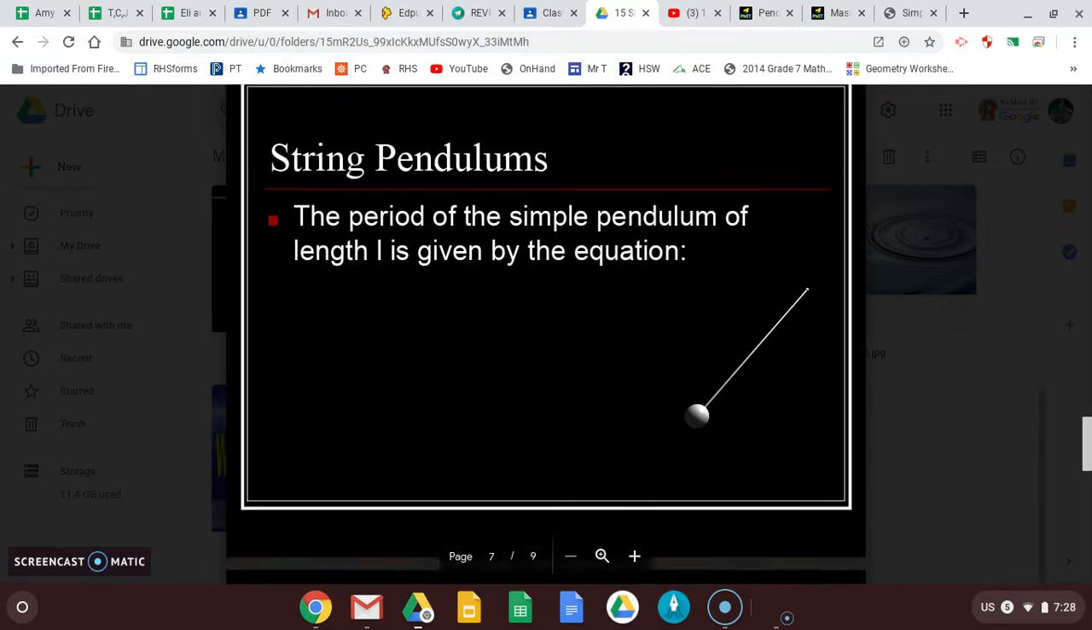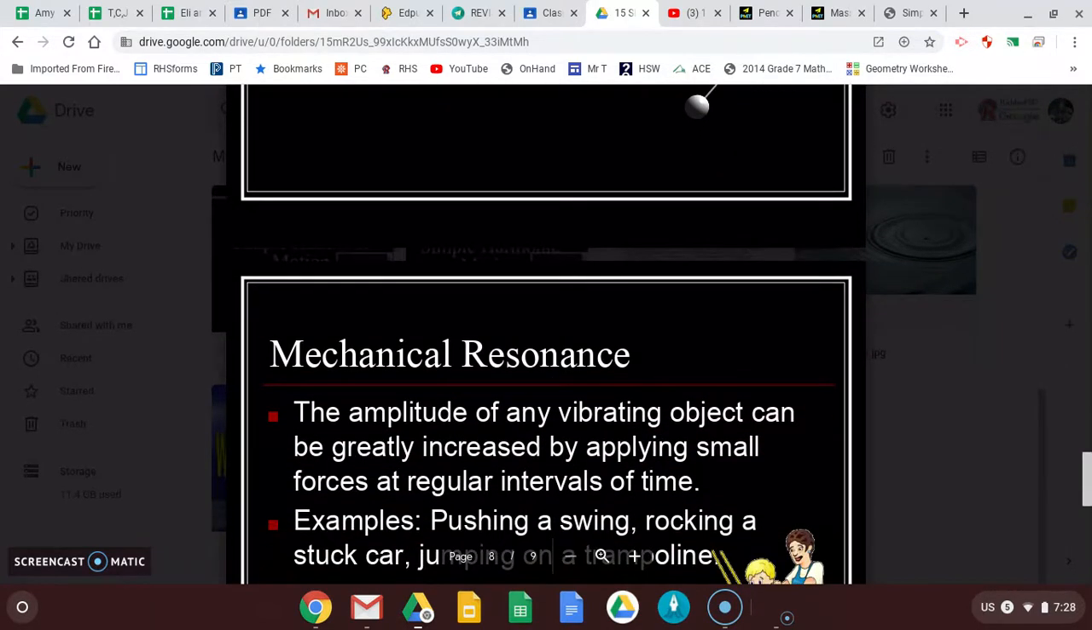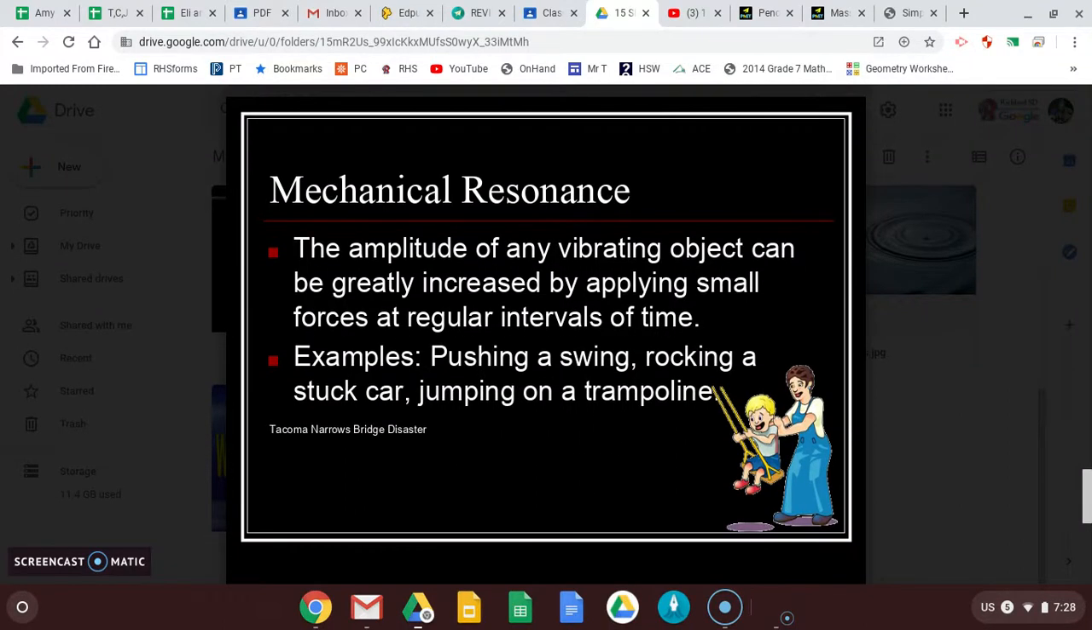I already looked at string pendulums as examples, and we're going to discuss a phenomenon known as mechanical resonance. You guys are going to watch an Edpuzzle video on a very popular disaster that happened many years ago due to this phenomenon. But as the definition states here, the amplitude of any vibrating object can be greatly increased by applying small forces at regular intervals of time. One of the two examples I have here is pushing a child on a swing.